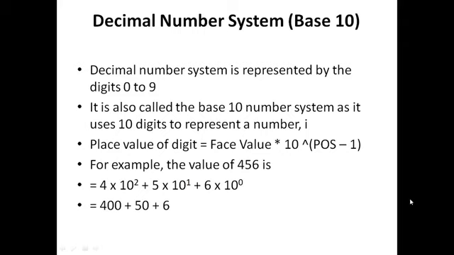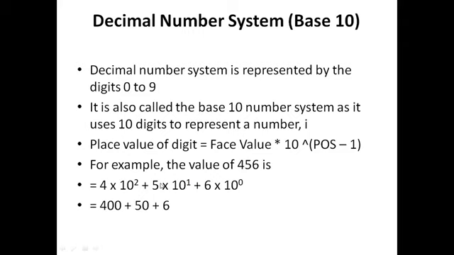For example, I have taken the number 456. The value of 5 is basically 50. Its face value is 5, multiplied by 10 to the power of position minus 1, so its value will be 50. For 456, 6 is in the first position, so 1 minus 1 is 0, and 10 power 0 is 1.